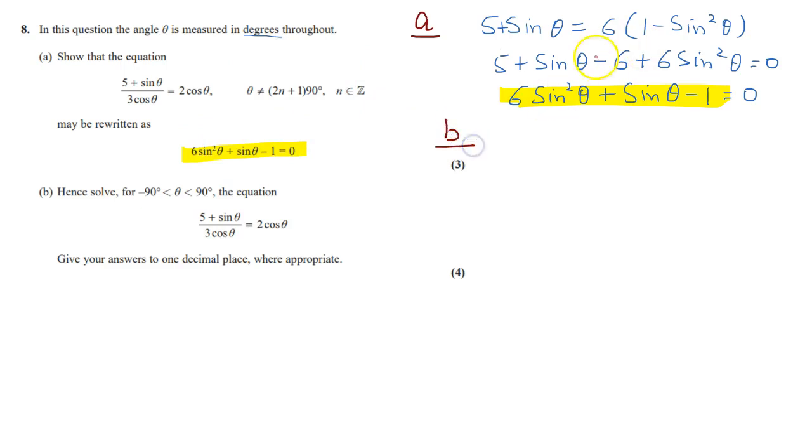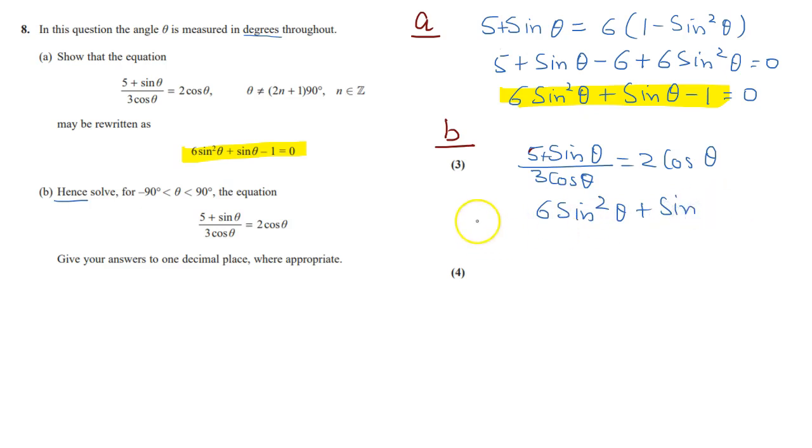Part B. Hence solve for minus 90 to 90 theta. 5 plus sine theta over 3 cos theta is equal to 2 cos theta. Hence, this is equal to 6 sine squared theta plus sine theta minus 1 is equal to 0.